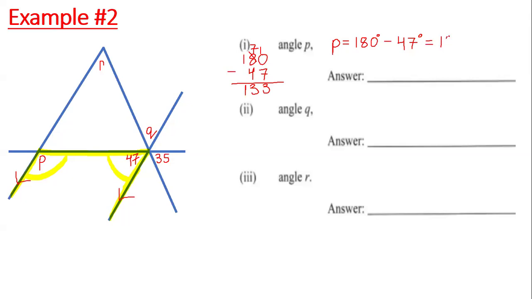And the reason is co-interior angles add up to 180 degrees. And so we have to subtract 47 from 180. Do y'all understand that? Let me know if y'all understand that before I move on. Yes, sir. That's good.